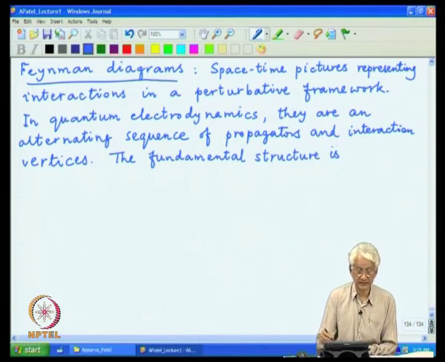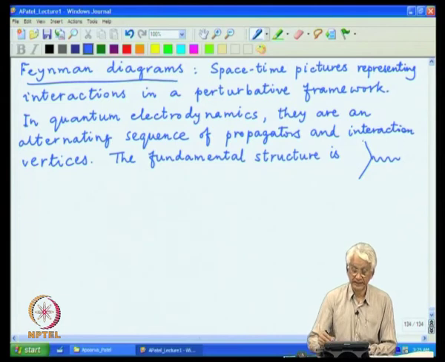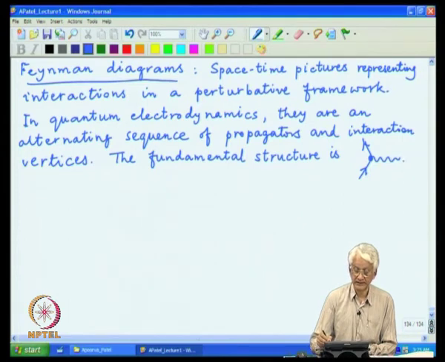The fundamental structure in quantum electrodynamics is just 3 lines. There is an incoming propagator, there is an outgoing propagator, and there is a vertex which represents interaction with the electromagnetic field. So, this is SF, this is SF, and the vertex is represented by E times A slash.